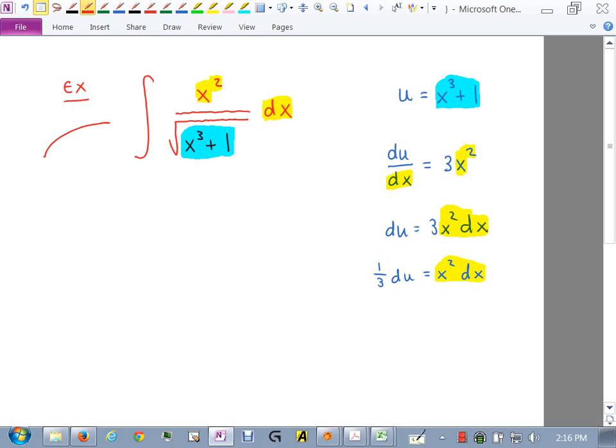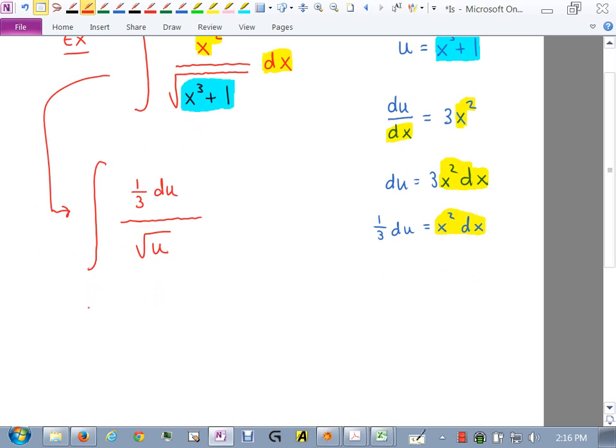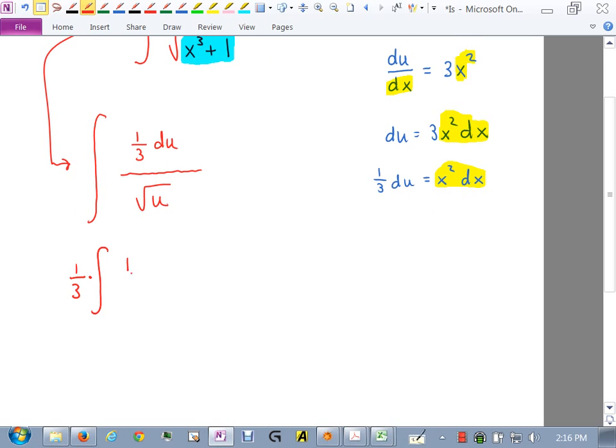So help me rewrite this integral. What does the x squared dx turn into? 1/3 du, and that's up top, isn't it? Over square root of u, right? Replace this with u, so square root of u. What can I do with the 1/3? Because it's a constant, just pull it out of the entire integral and leave it out there like multiplication. And then I'm going to rewrite this as 1 over the square root of u, and then slide that du to the outside.